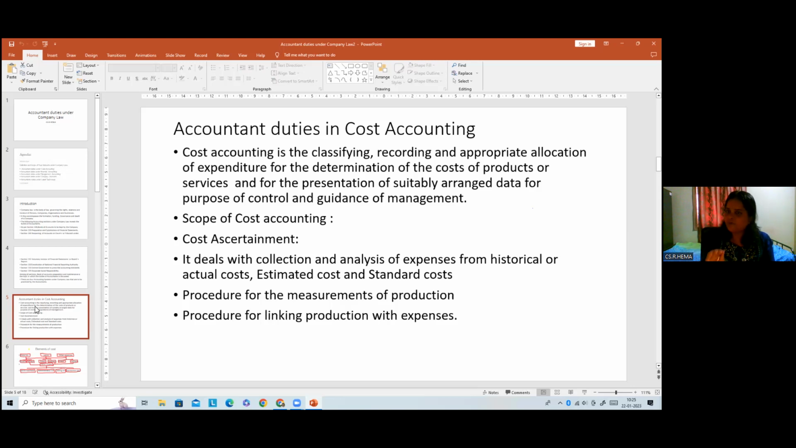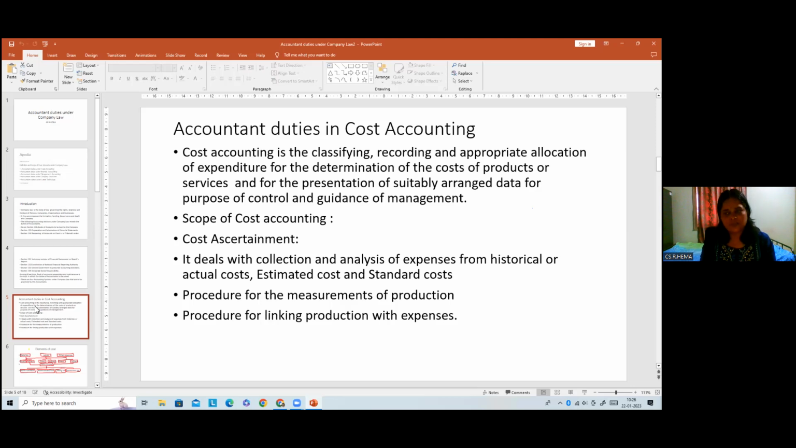Under the scope of this accounting are cost ascertainment, the procedure for measurement of production, and the procedure for linking production with expenses. These are the three important points under which the accountant will be working. Cost ascertainment deals with the collection and analysis of expenses from historical or actual costs, estimated costs, and standard costs. These are the three types of information which you have to collect and then process.